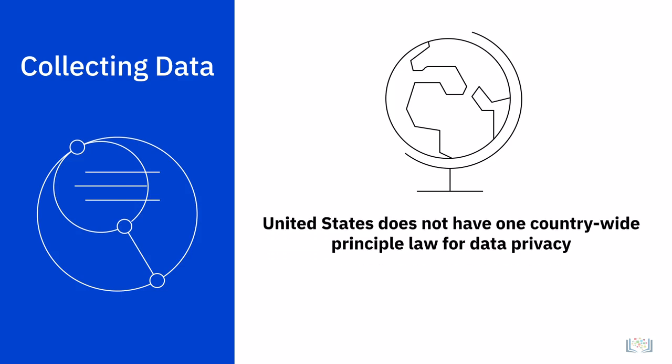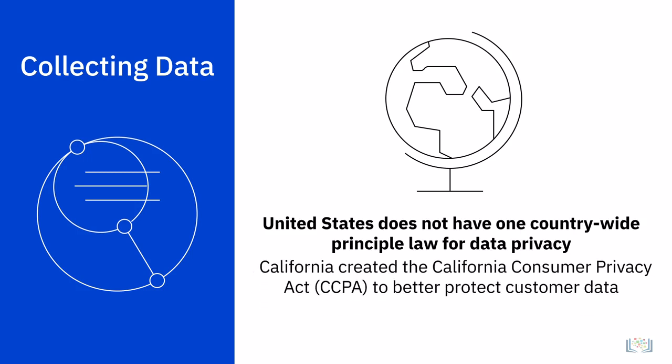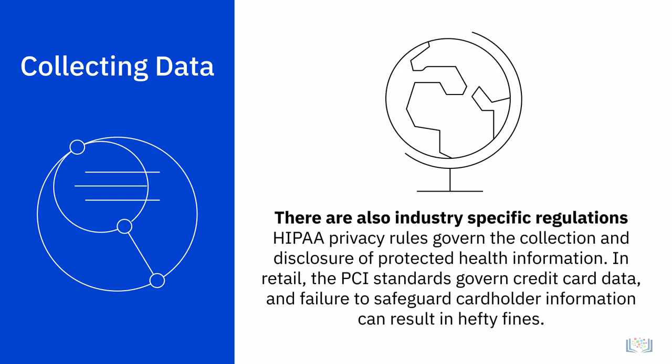While the United States does not have one country-wide principal law for data privacy, individual states began to make their own regulations. For instance, California created the California Consumer Privacy Act, or CCPA, to better protect customer data. There are also industry-specific regulations that govern the collection and use of sensitive and personal data. For example, in healthcare, HIPAA privacy rules govern the collection and disclosure of protected health information. In retail, the PCI standards govern credit card data, and failure to safeguard cardholder information can result in hefty fines.